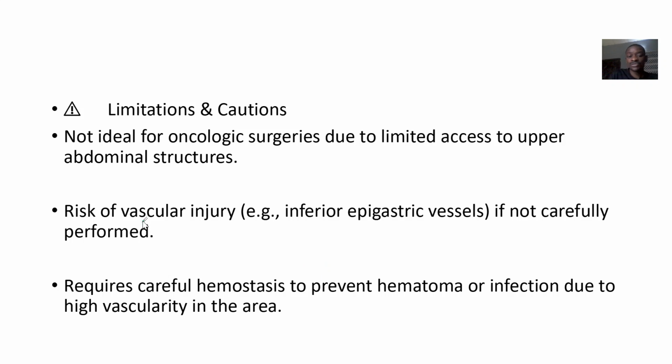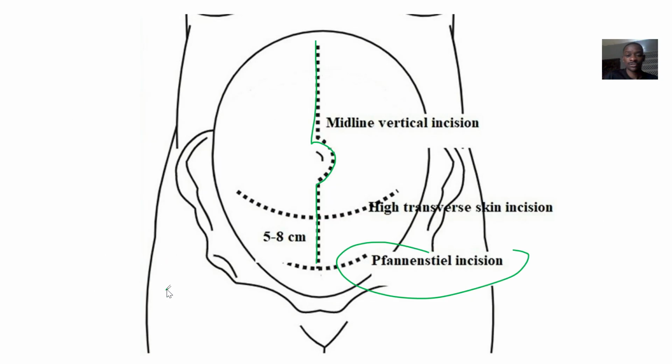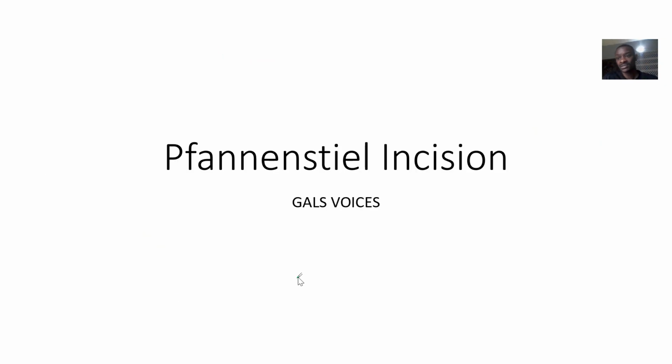Okay, so there's a risk of blood vessel injury if the surgeon is not equipped with the anatomy knowledge of that region. It requires careful hemostasis to prevent hematoma or infection. As they are doing the surgery, they are supposed to be blocking the blood vessels. You'll be hearing some sparks during surgery, that is them blocking the blood vessels. So the surgeon should always block those blood vessels, because you want to prevent too much blood loss and risks of infection. So that is what a Pfannenstiel incision is.